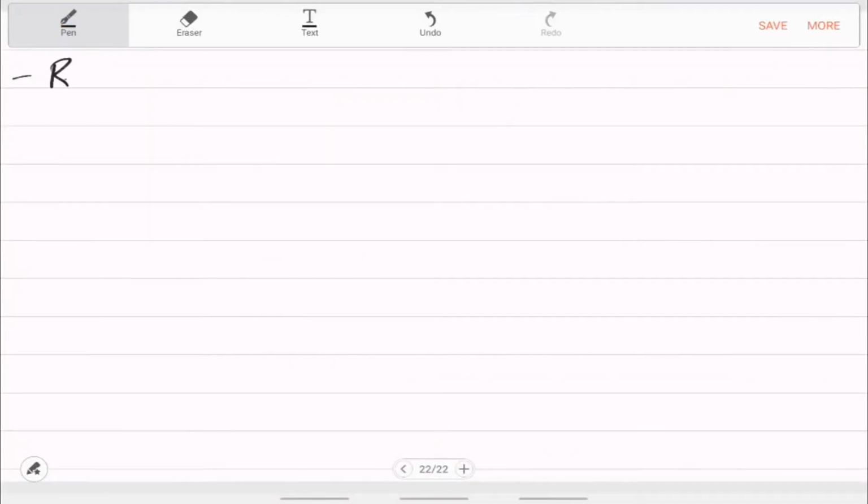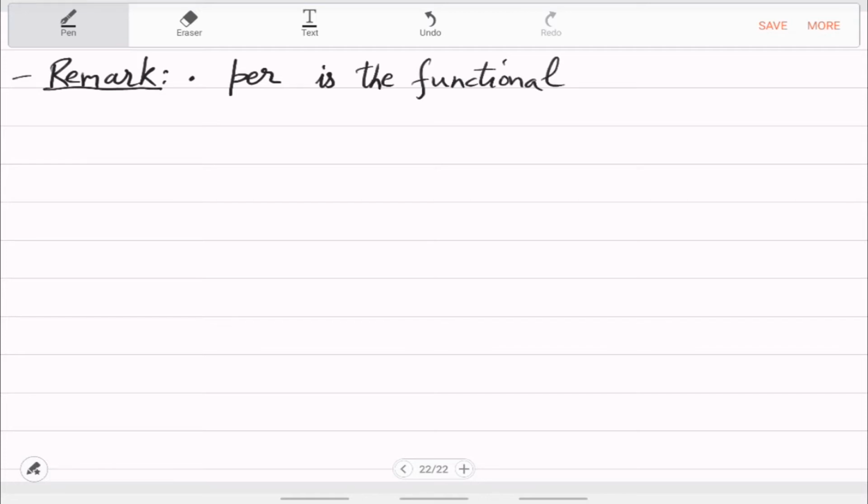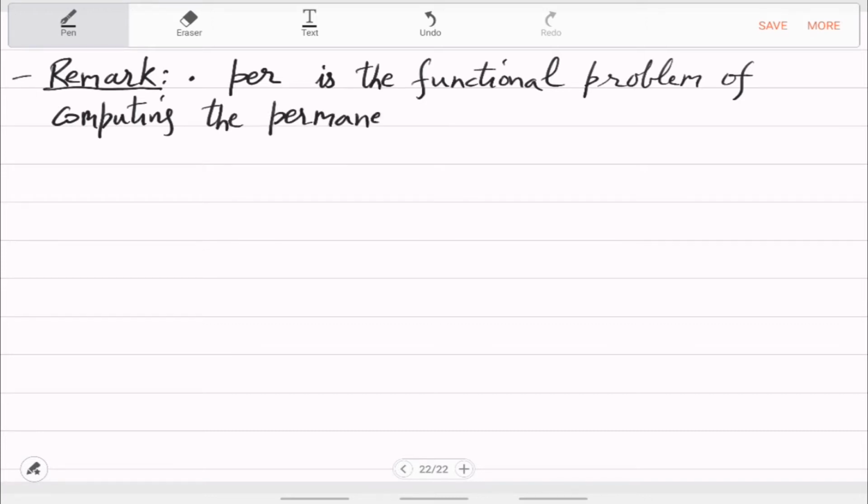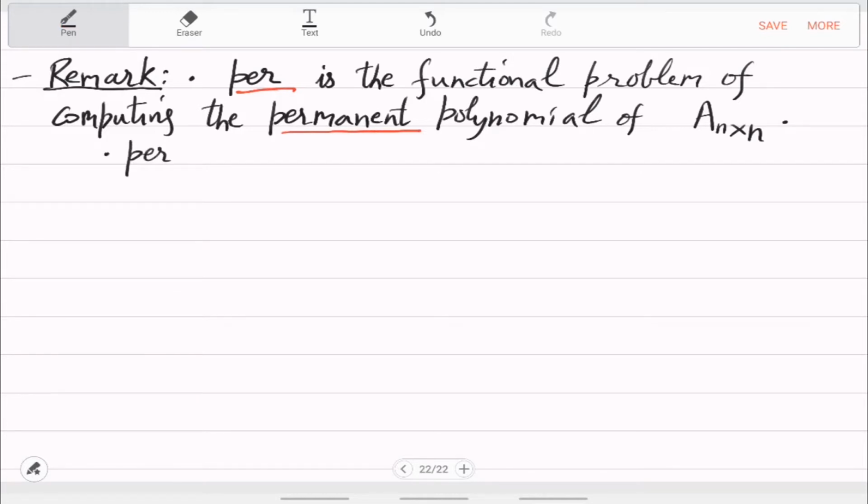So let me just define the permanent. The permanent is the functional problem of computing the permanent polynomial of an n cross n matrix A. So it looks like this: the permanent of A is a big sum.